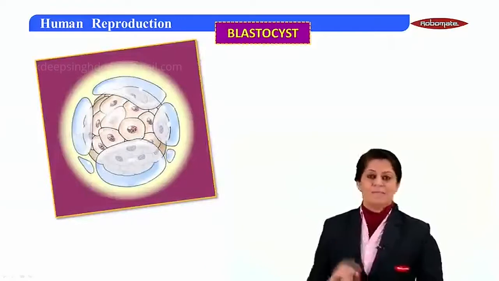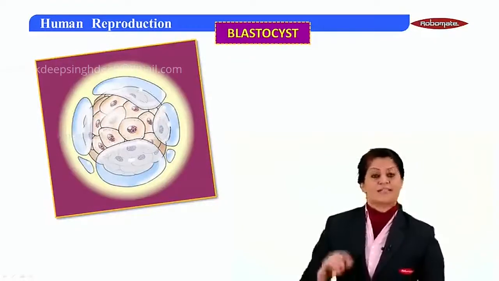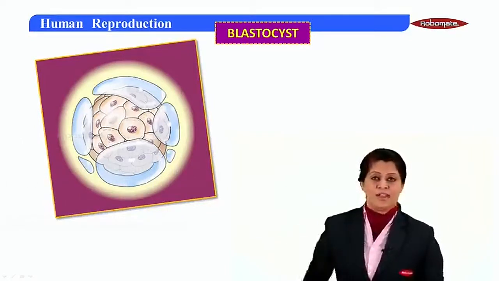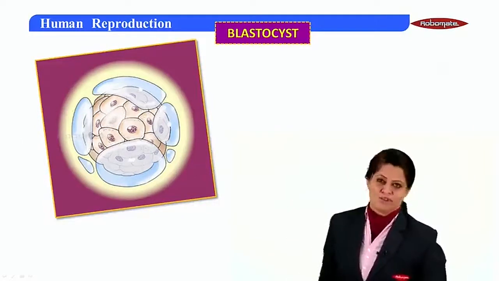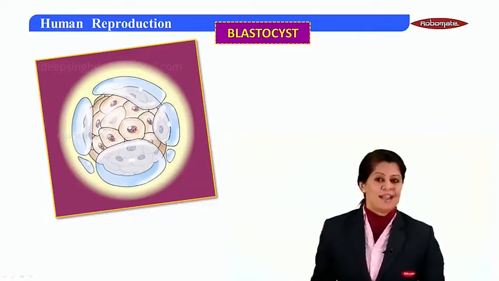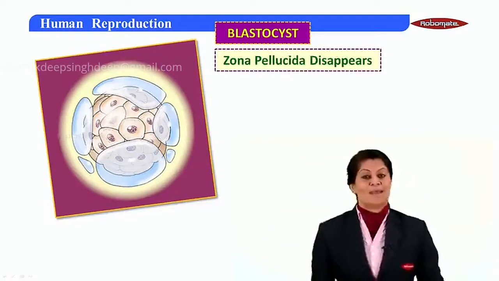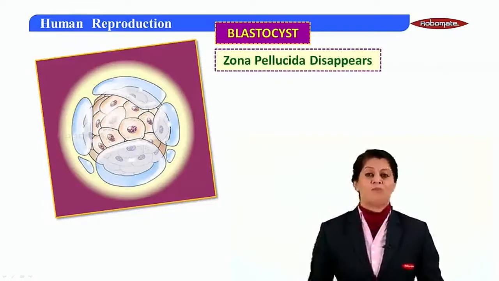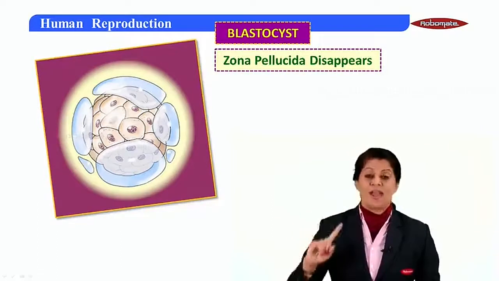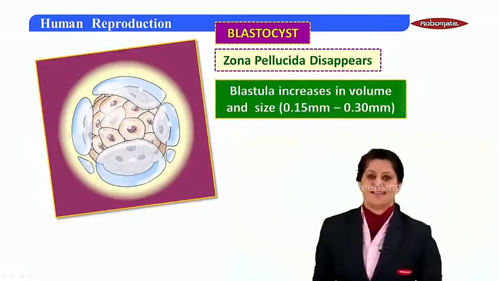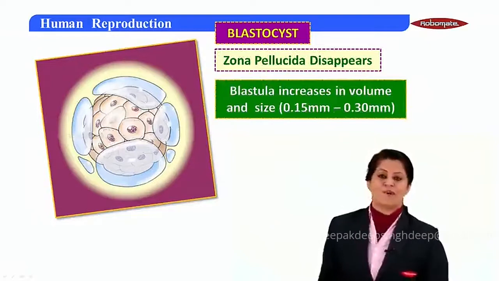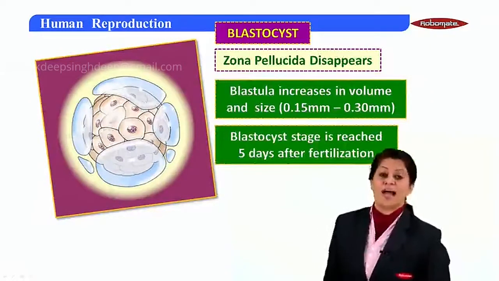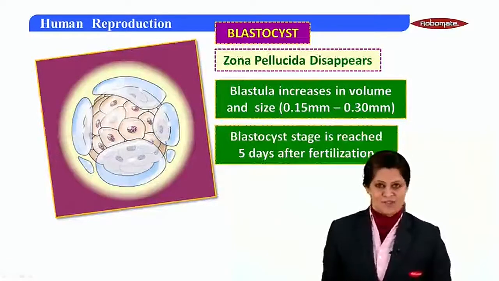Now, another important thing in blastulation, students, is that the membrane around the blastocyst is now breaking up or degenerating. Which membrane or layer are we talking about? The transparent layer, which is the zona pellucida. And why is the zona pellucida disappearing? It has to disappear now because now implantation has to take place. Blastula now increases in volume and size, and the blastocyst stage is reached 5 days after fertilization.